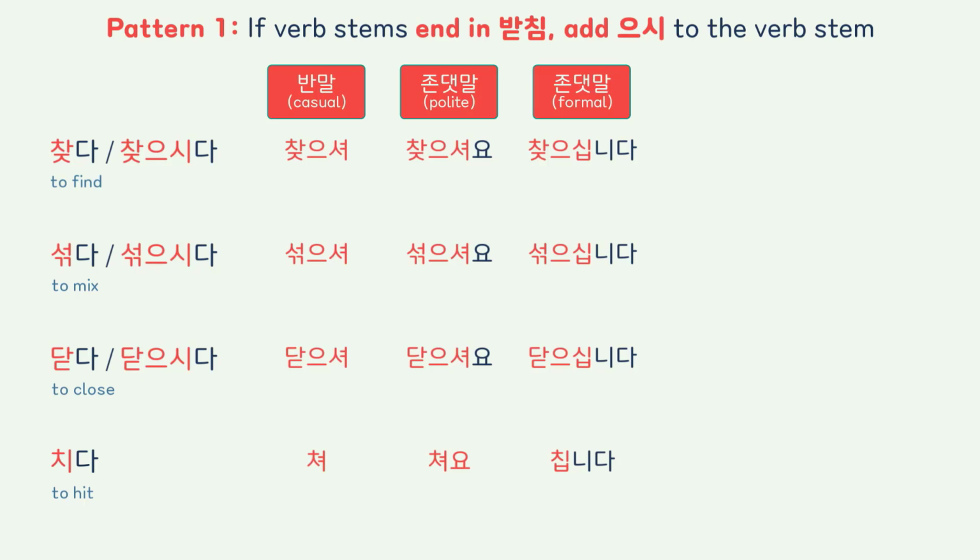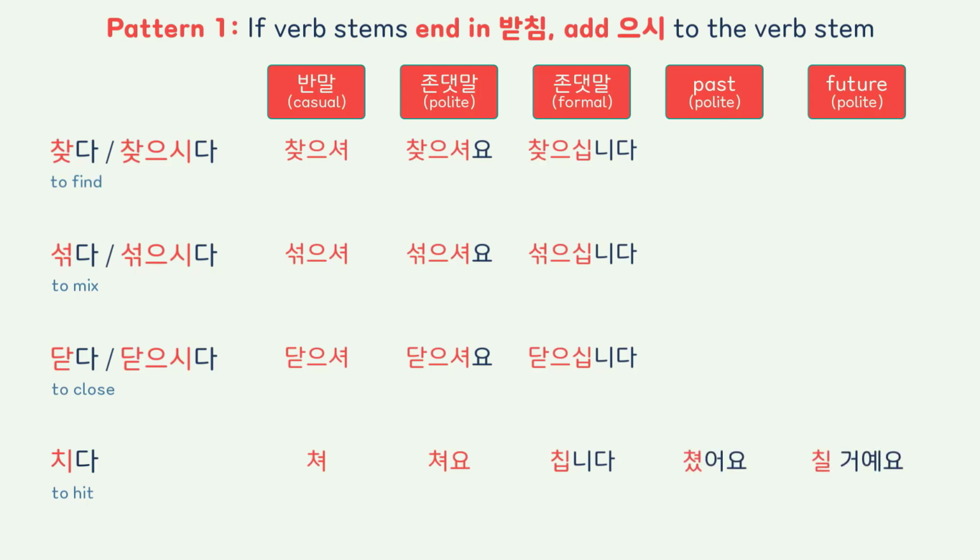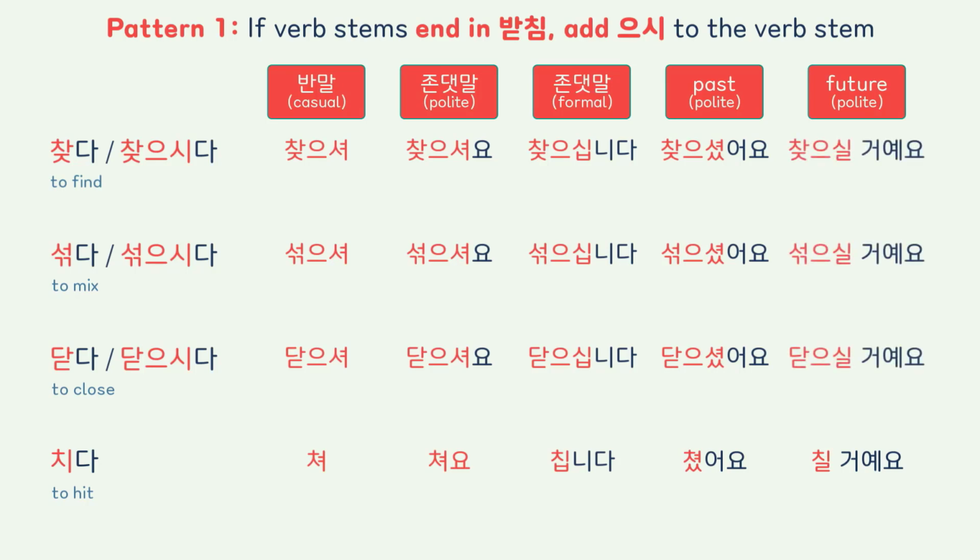Now, these honorific forms follow the same pattern of conjugation in the past and future tense. So the past tense of 치다 is 쳤어요, and the future tense is 칠 거예요. And these verbs change in the same way. So for the past tense, we have 찾으셨어요, 섞으셨어요, and 닫으셨어요. And for the future tense, we have 찾으실 거예요, 섞으실 거예요, and 닫으실 거예요.